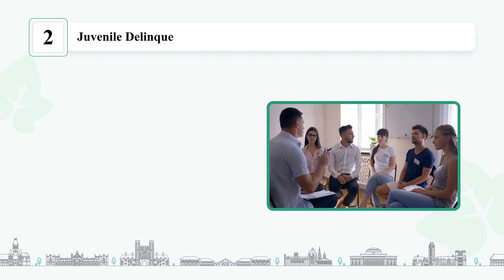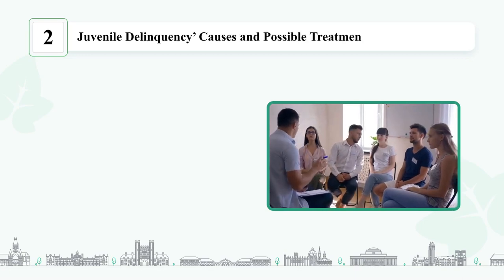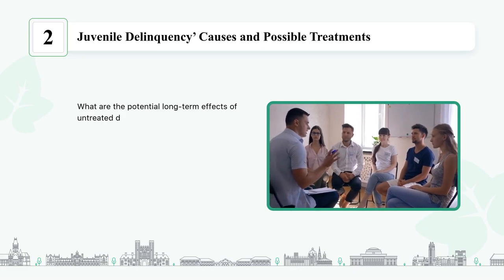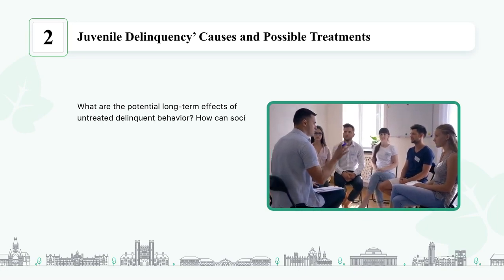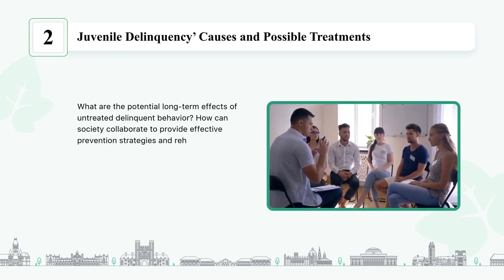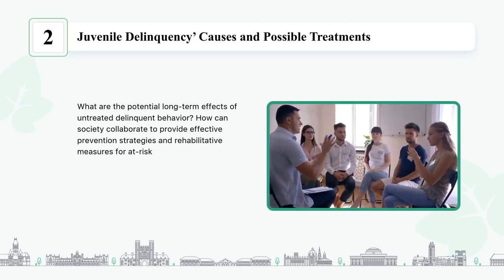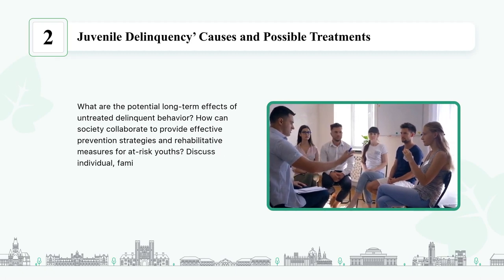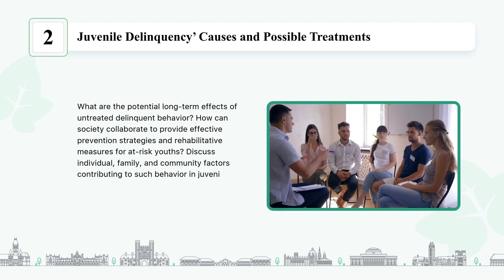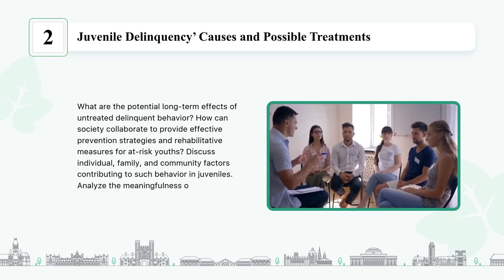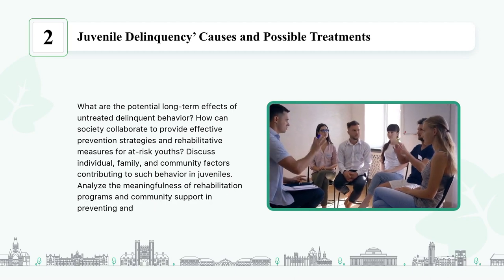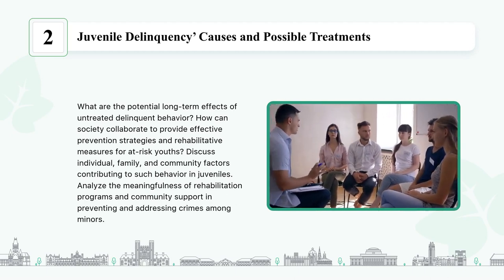Juvenile delinquency causes and possible treatments. What are the potential long-term effects of untreated delinquent behavior? How can society collaborate to provide effective prevention strategies and rehabilitative measures for at-risk youths? Discuss individual, family, and community factors contributing to such behavior in juveniles. Analyze the meaningfulness of rehabilitation programs and community support in preventing and addressing crimes among minors.